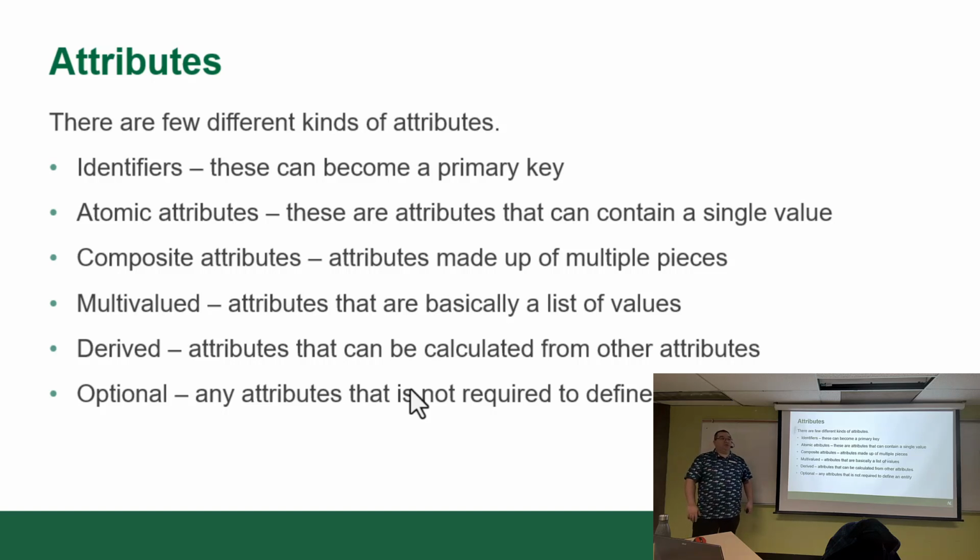Amazon, they sure need to store it because their data sets are so large that the performance, instead of doing the math every time you look up an order or you do some sums over like the daily sales, gets too expensive. So you want to store those derived values for performance reasons. Optional. These are attributes that are not required to define an entity.